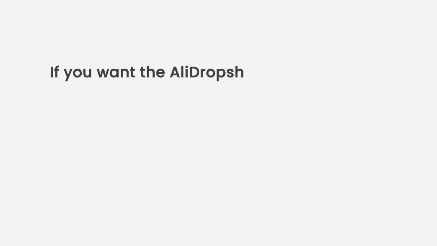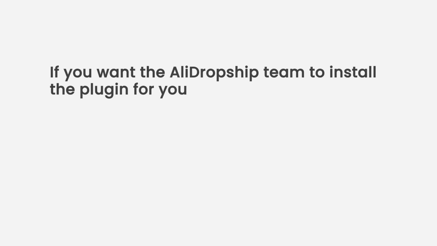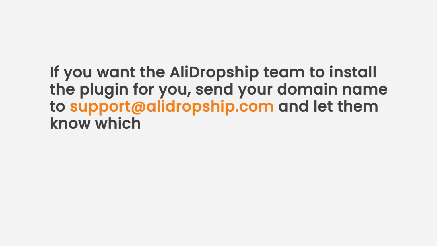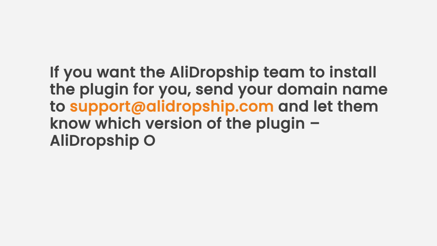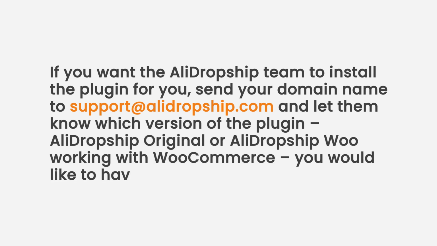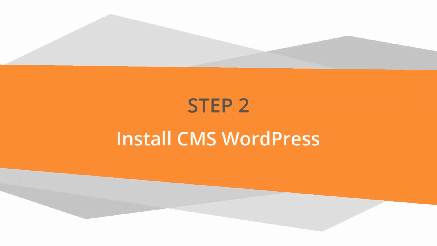If you want the AliDropship team to install the plugin for you, send your domain name to support@alidropship.com and let them know which version of the plugin, AliDropship Original or AliDropship WOO, working with WooCommerce, you would like to have installed. At step 2, add your domain name and install CMS WordPress to your hosting via cPanel or use Hosting Setup and Support service.